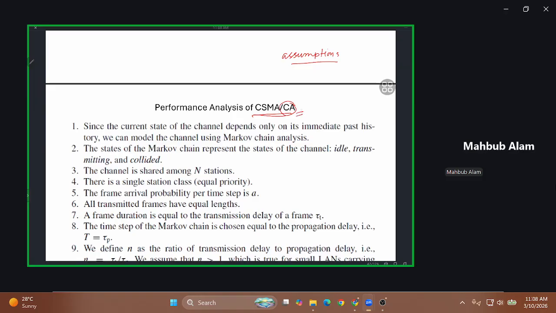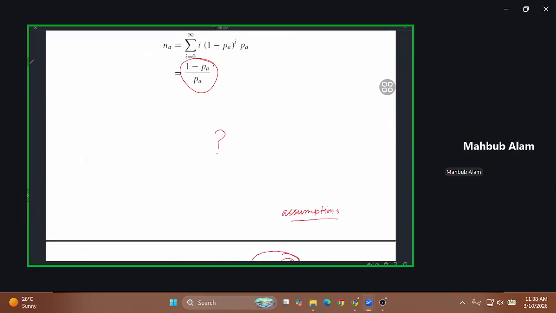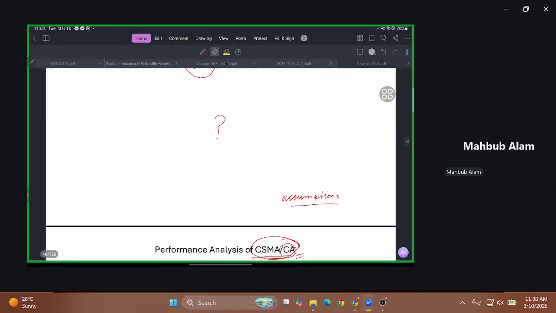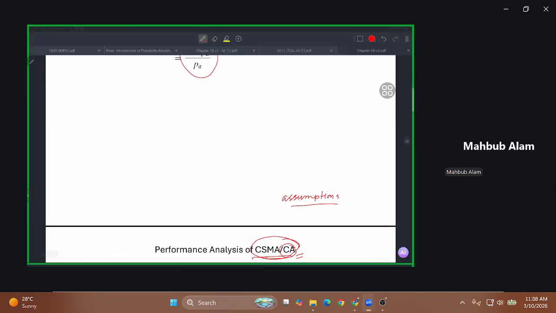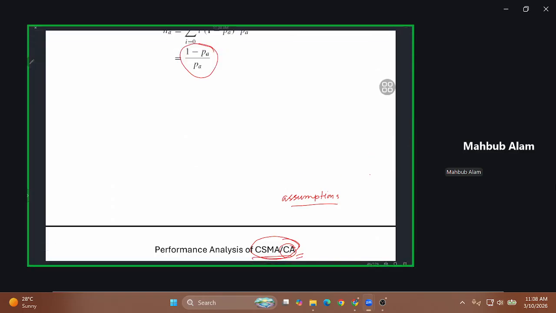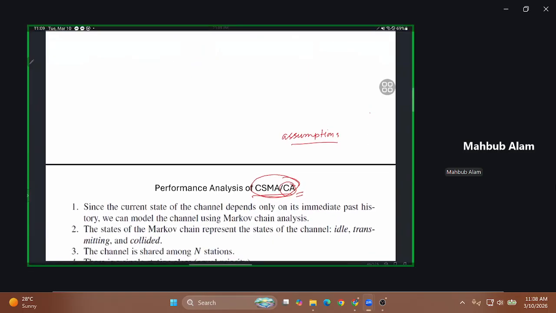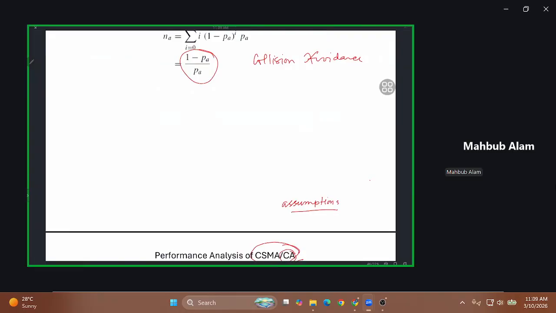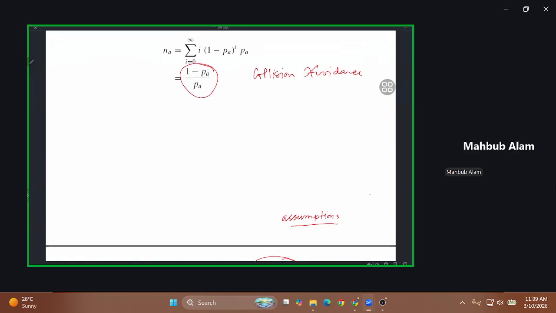Can anyone explain the CSMA/CA mechanism? Actually, what happens there in CSMA/CA? Especially, I want to know the collision avoidance part. Anyone? We did it. That's why, before going there, let me explain it.